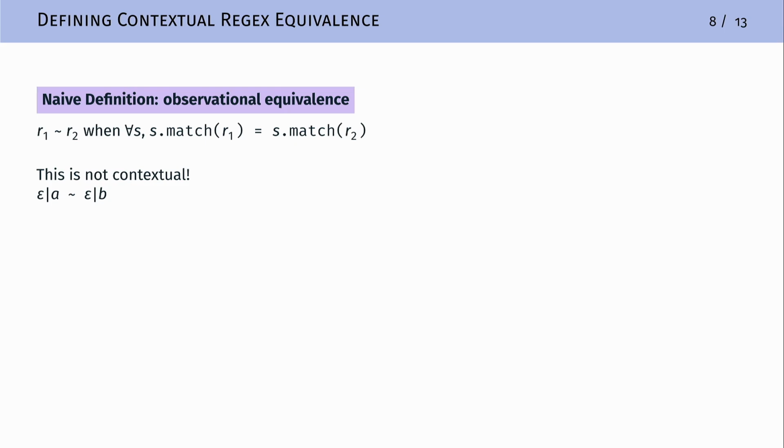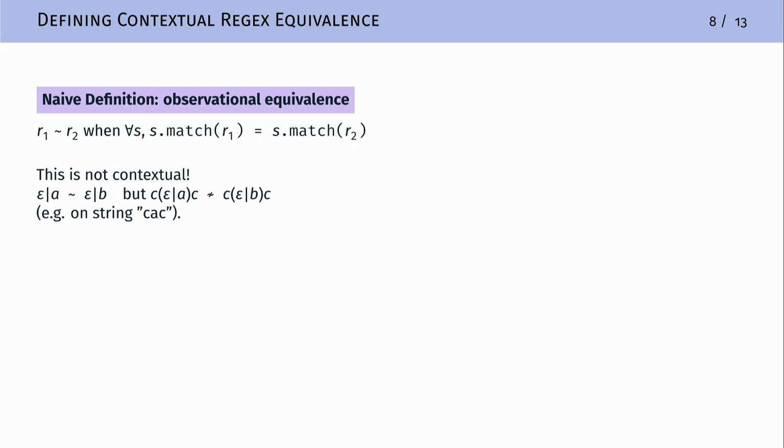Using that definition, epsilon or A is clearly equivalent to epsilon or B, because for any string, they will simply match the empty string because epsilon is on the left of the disjunction, so this has priority. But of course, if we put them in a bigger context, like C (epsilon or A) C and C (epsilon or B) C, you will find different results. Because, for instance, the first one will find a match on the string CAC, but the second one won't.